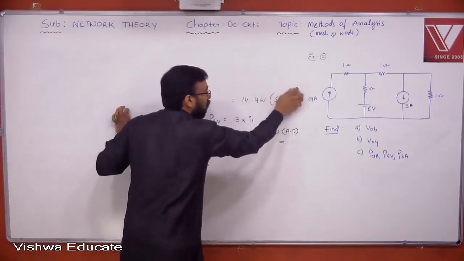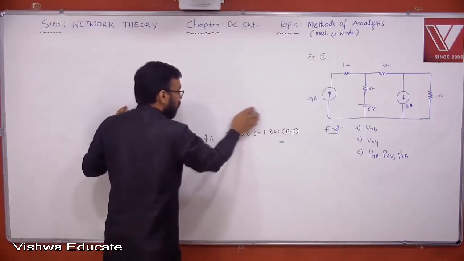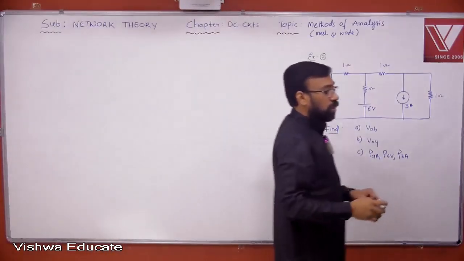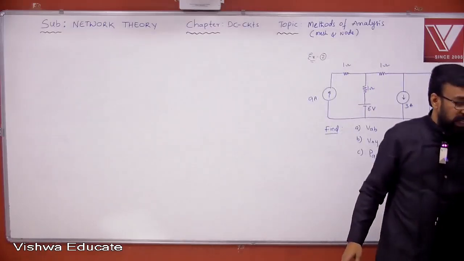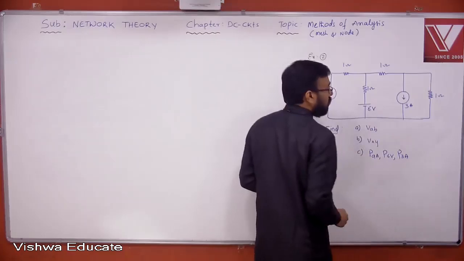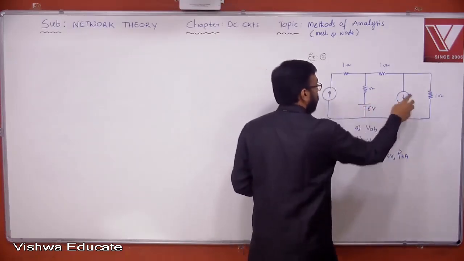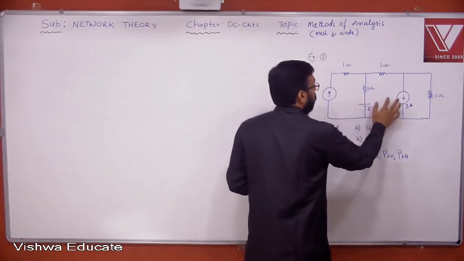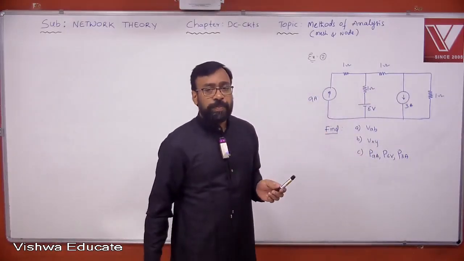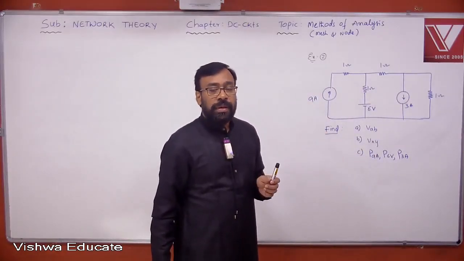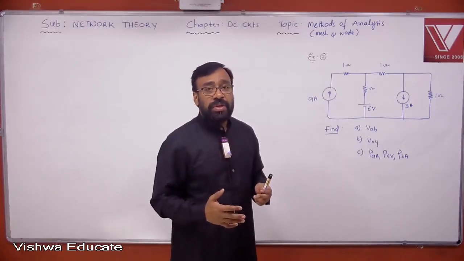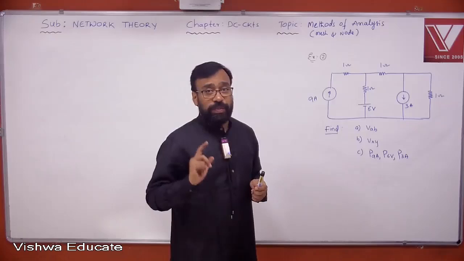What is the formula for minimum number of equations in mesh analysis? I told you, okay, minimum number of equations is equal to number of fundamental loops minus number of ideal current sources. Now you got here 2 ideal current sources, and how many fundamental loops are there? 3 fundamental loops. So 3 minus 2, just one equation is enough to solve this problem using mesh analysis. But what should be the selection of loop currents so that you get only one equation? That is an important point.